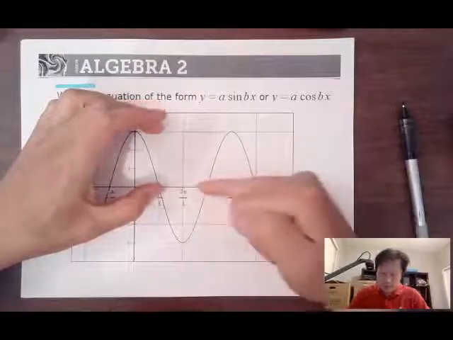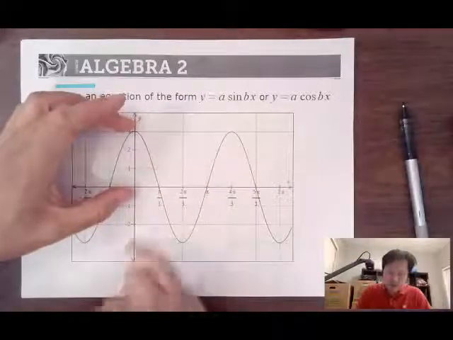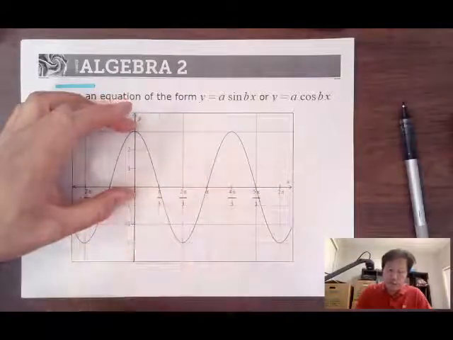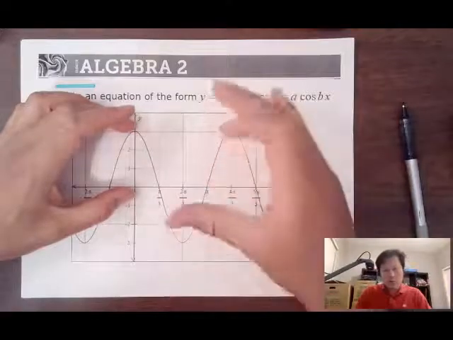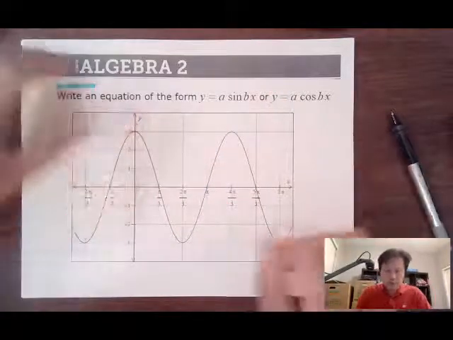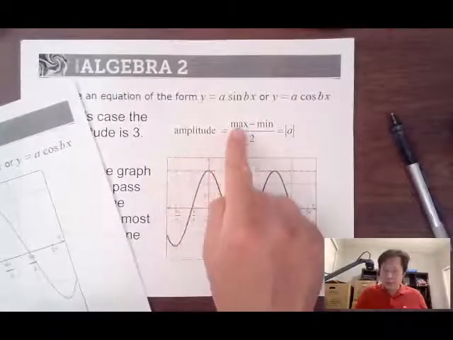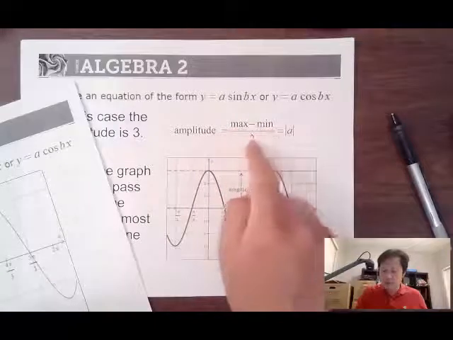So if you look at it, this case, it's very simple. It's like 1, 2, 3. When you deal with vertical shift later, it could be a little different. So they're introducing the amplitude formula, maximum minus minimum divided by 2. That will give you amplitude.